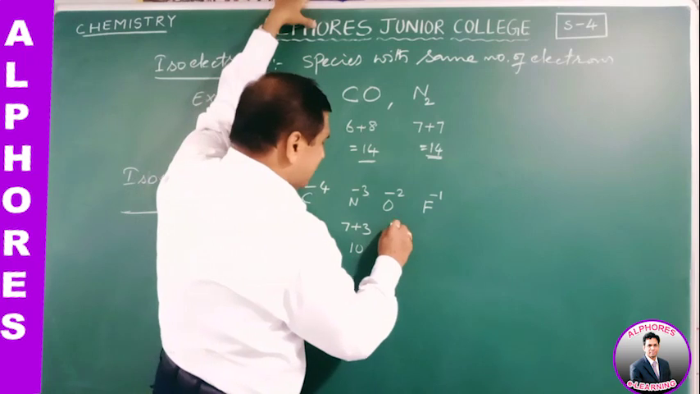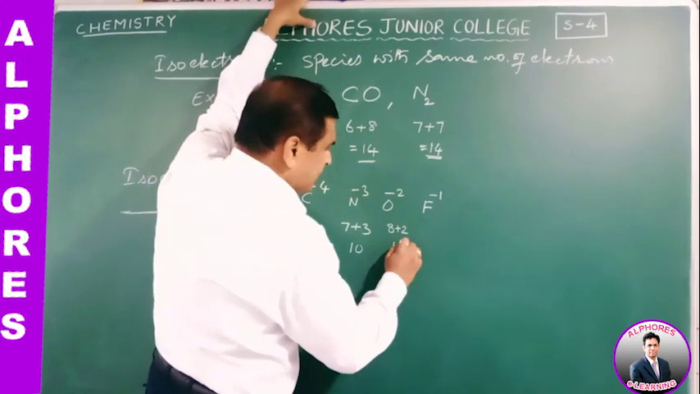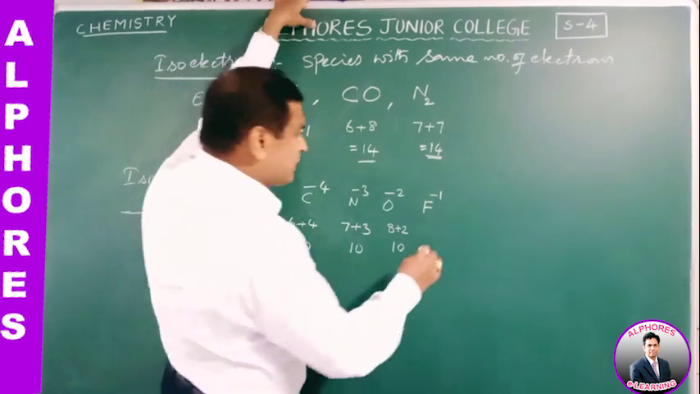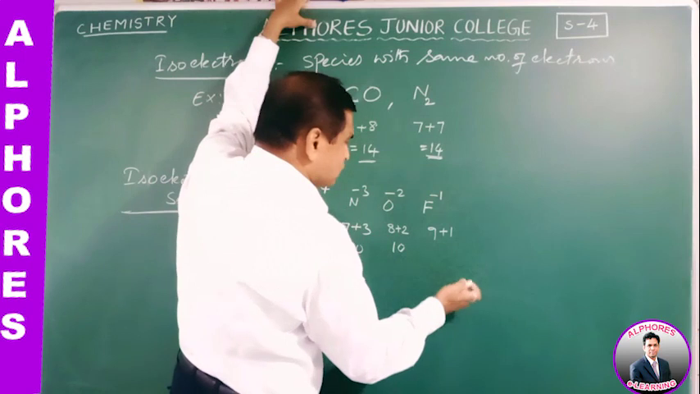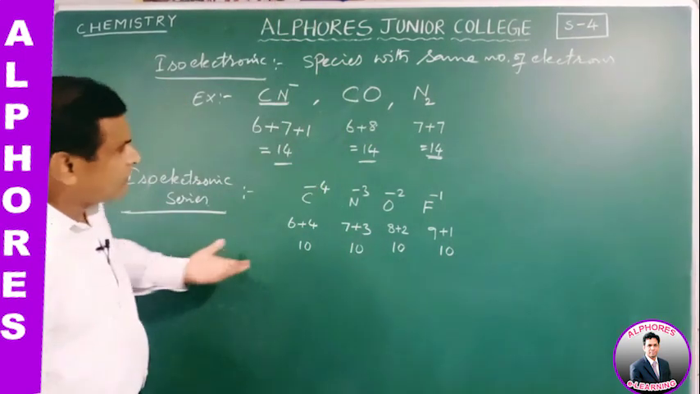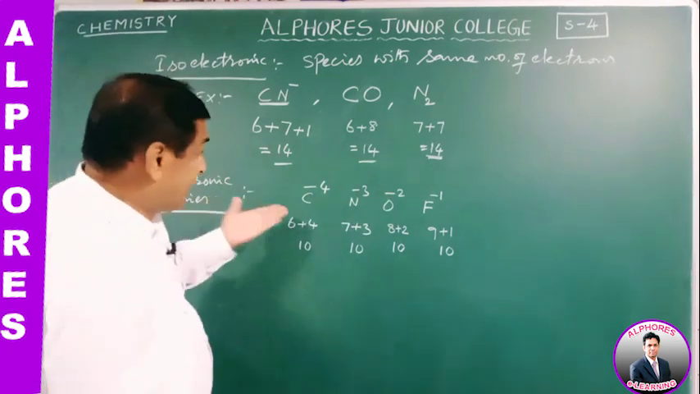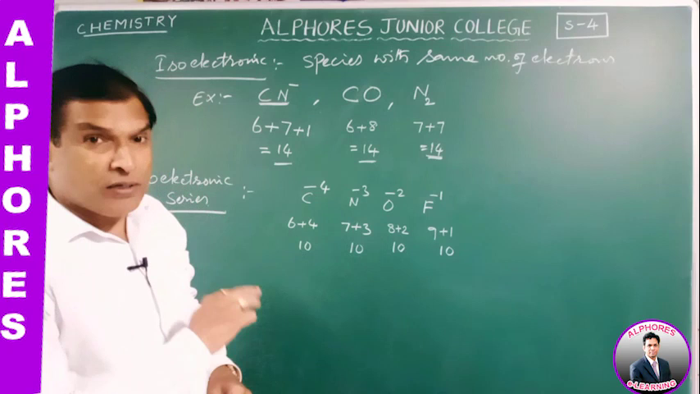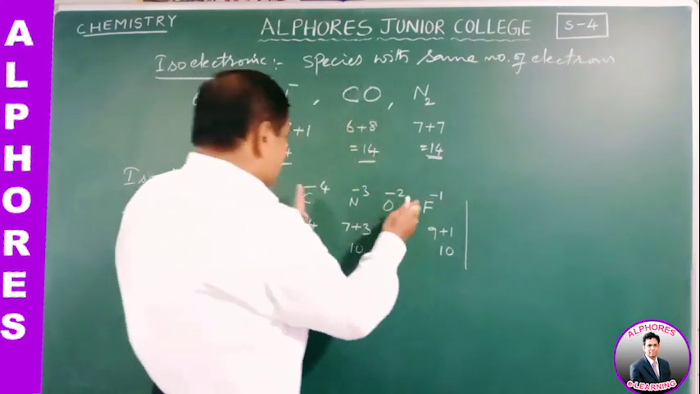Oxygen atomic number 8 with 2 extra electrons, that is minus 2, so the total becomes 10 electrons. Fluorine atomic number is 9 plus 1 unit negative charge, that is 1 extra electron, so the total electrons become 10. So all these ions possess the same number of electrons, therefore they belong to an isoelectronic series. One more example let us consider. They are all negative ions.